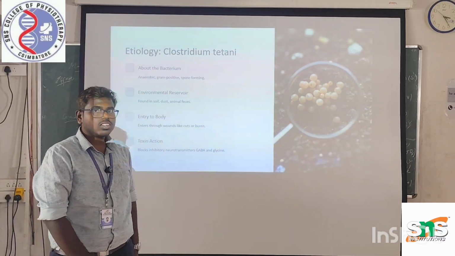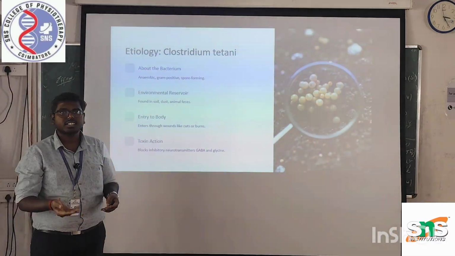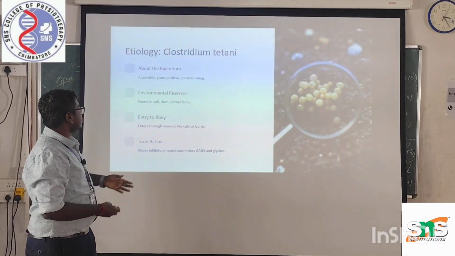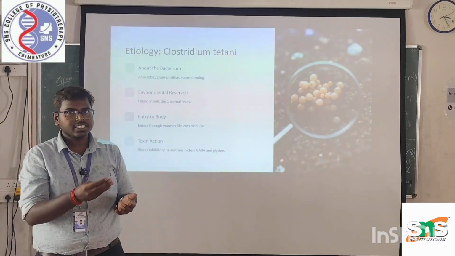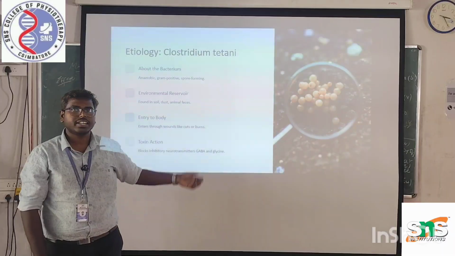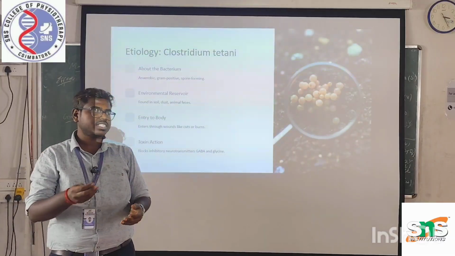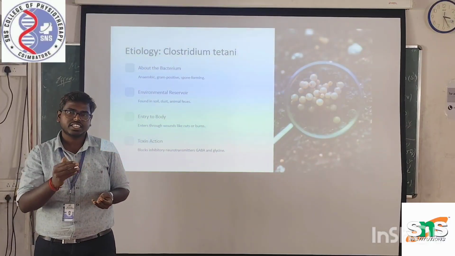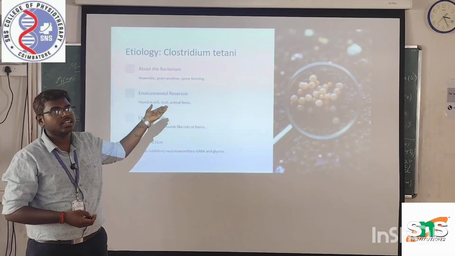Now etiology. Etiology means the causes. How is tetanus caused? It is mainly caused by a bacteria called Clostridium tetani, which is anaerobic, so it doesn't need oxygen or carbon dioxide. It is a gram-positive bacteria and it is also spore forming. Spores are like what forms on fungus-infected bread as a white moldy structure. Similarly, tetanus is a spore-forming bacteria.